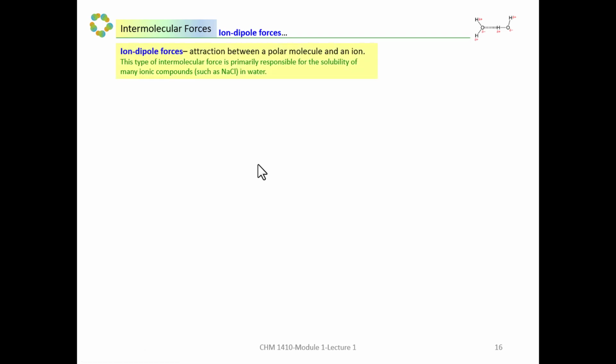The final dipole-dipole force we talked about initially was called ion-dipole forces, which is simply the attraction between a polar molecule and an ion. And we said this type of intermolecular force is primarily responsible for the solubility of many ionic compounds, such as sodium chloride in water. We'll talk about this in much more detail in our future lectures on solutions, but for now, I'll remind you that we often write an equation for the dissolving of an ionic compound like sodium chloride in the solid form like this: NaCl solid going into water, forming aqueous sodium ions separated from aqueous chloride ions.